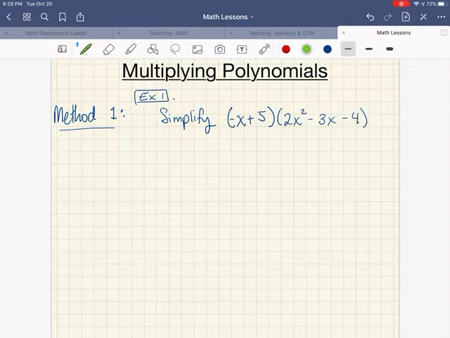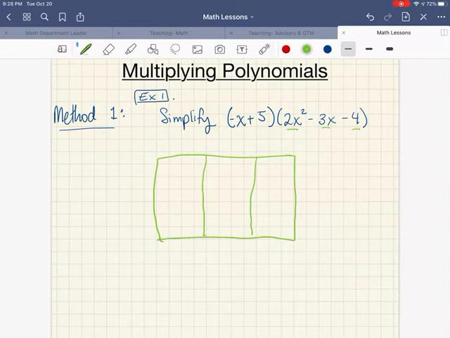So the box method is where we set up a box, and since this has 3 terms, I'm going to put 3. Okay, and since this guy has 2 terms, I'm going to have 2 that way. So we're going to have negative x plus 5, and then we'll have 2x squared minus 3x minus 4. Notice that the sign stays with the term, okay, and it goes right next to it. It doesn't go in between.